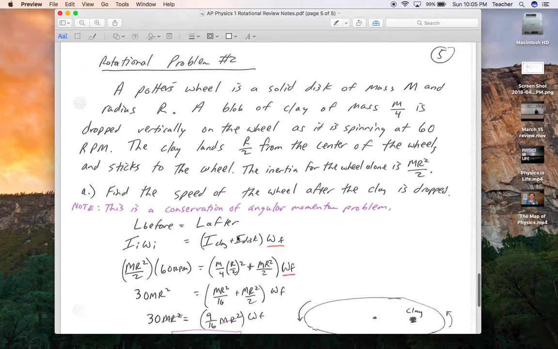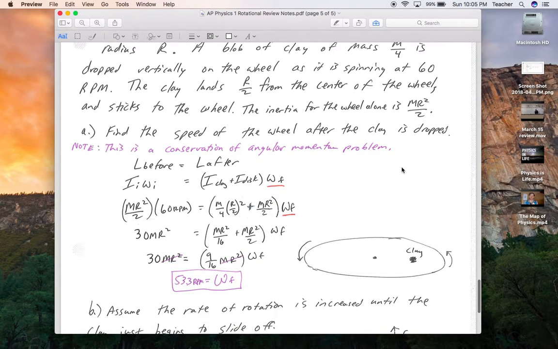This last one is a rotational problem that involves clay being dropped onto a potter's wheel. Solid disk of mass m, radius capital R. The blob of clay is mass m over 4, and it's dropped vertically at r over 2 from the center. Sticks to the wheel. The inertia of the wheel is given as mr squared over 2. You should know that the clay would have an inertia of its mass times just r squared, r being where it is dropped, which happens to be r over 2.